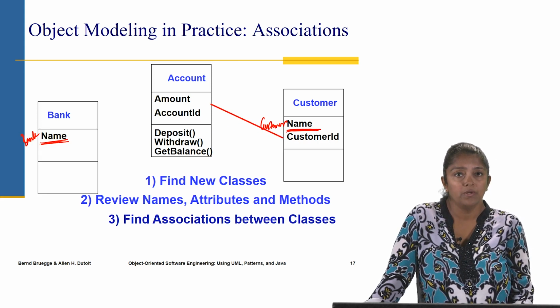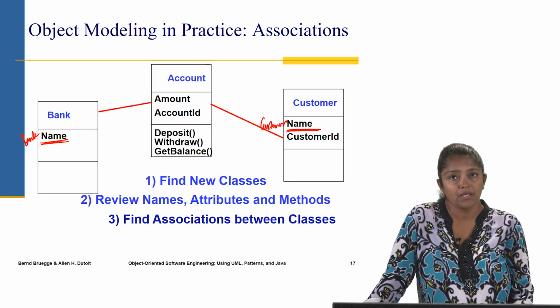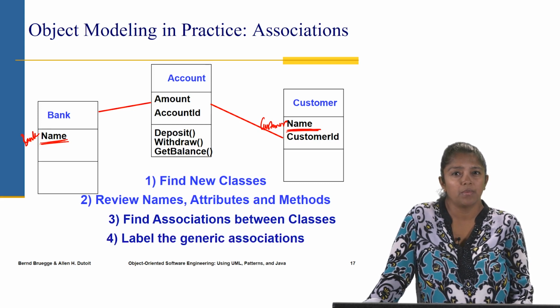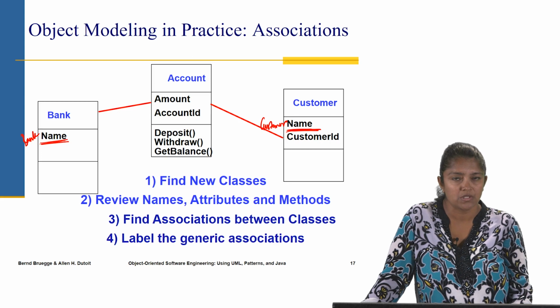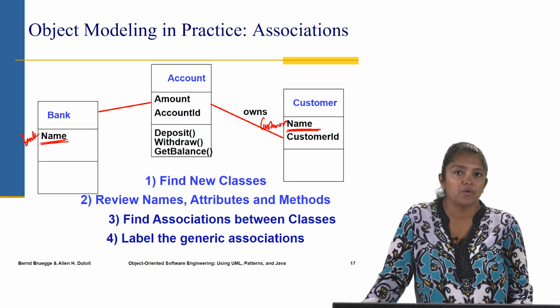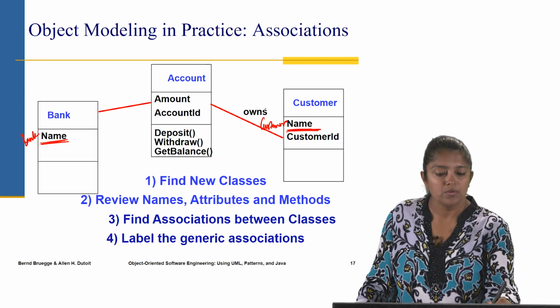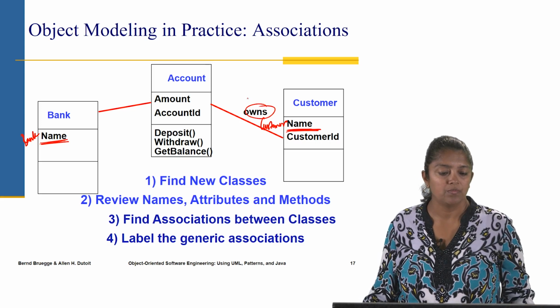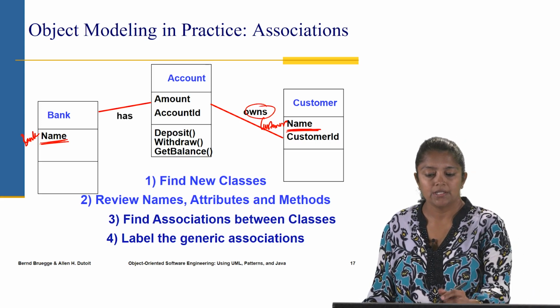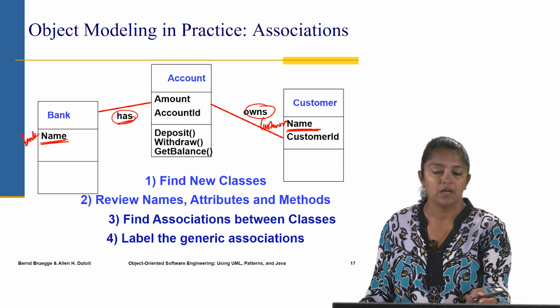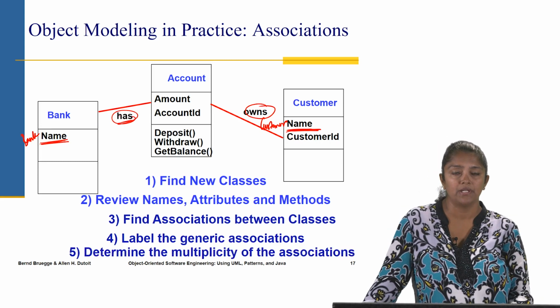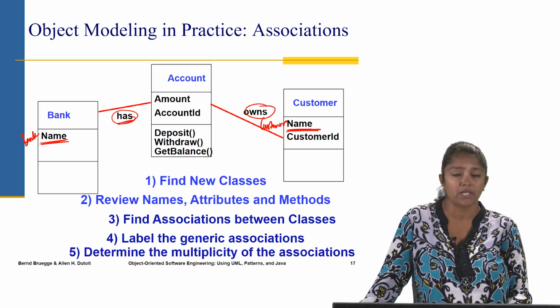So account is associated with the customer, and account is also associated with the bank. So those are those generic associations. Then we need to also think about labeling those generic associations. What does that association mean? So a customer owns an account, so we provide that label, and then a bank has accounts, so we've labeled our associations on both ends.